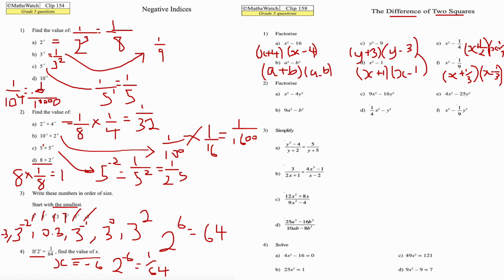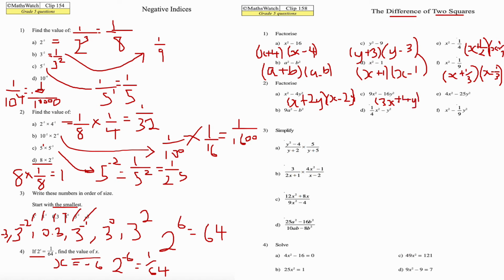Okay. This is question number 2. So these ones are slightly more tricky. x squared minus 4y squared. So it's x plus 2y times x minus 2y. Okay. Next one, 9x squared minus 16y squared, 3x plus 4y times 3x minus 4y. Okay.